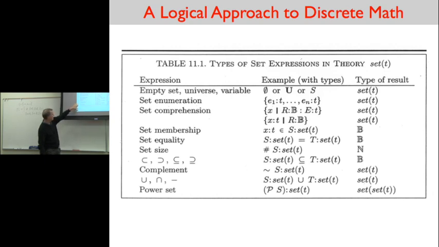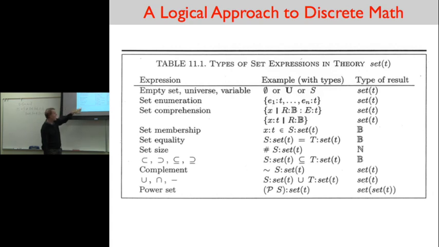And then if it's a proper subset or a proper superset or a subset or a superset, if S is a subset of T, that's either it is or it's not. So that's type Boolean, right? The complement of a set is a set. Its type is a set. Intersection, union, and set difference, those return a type set.